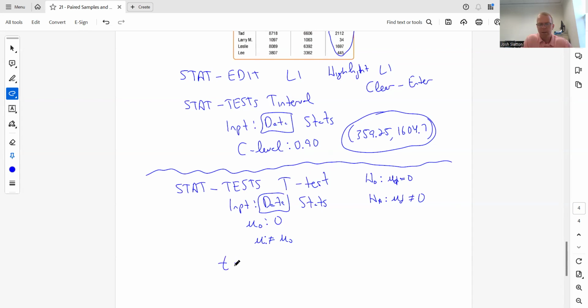But then we see our t, our test statistic, is 2.858, and we see that our p-value is 0.017. So in this case, we would reject the null hypothesis. We would accept the alternative, and we could say that there is evidence that the difference is not zero.